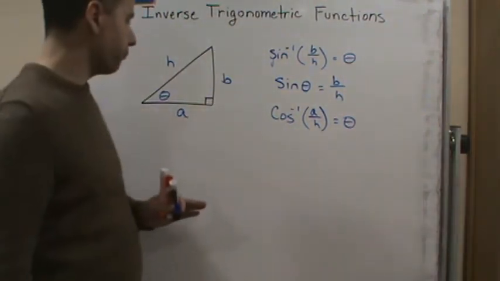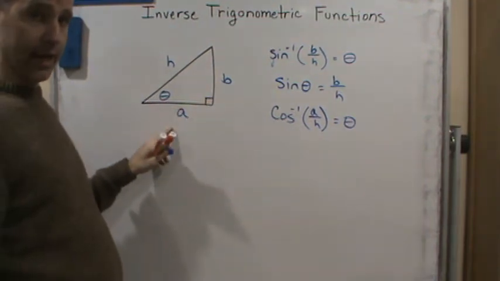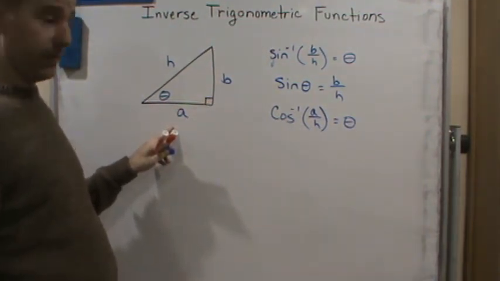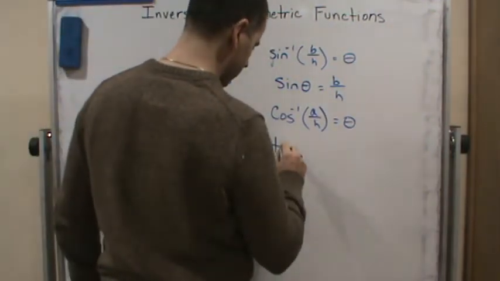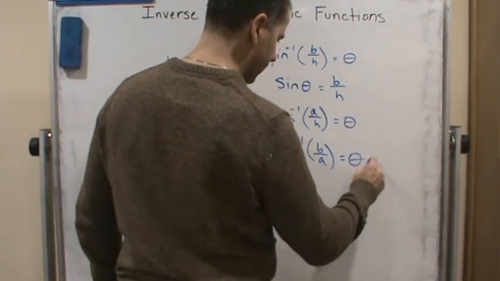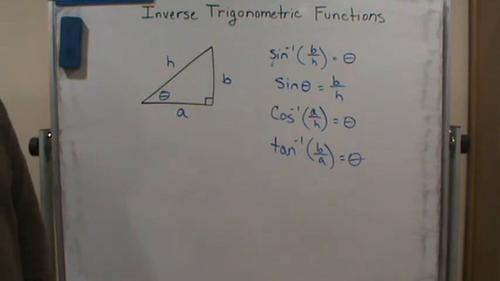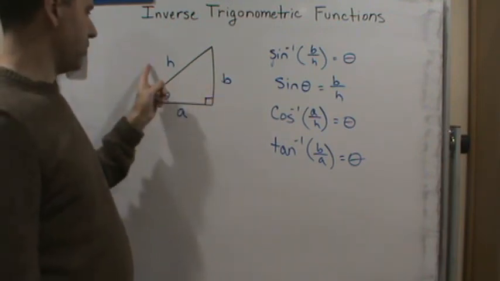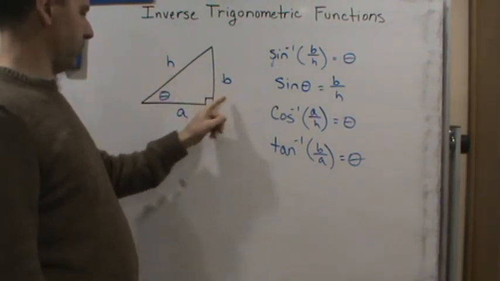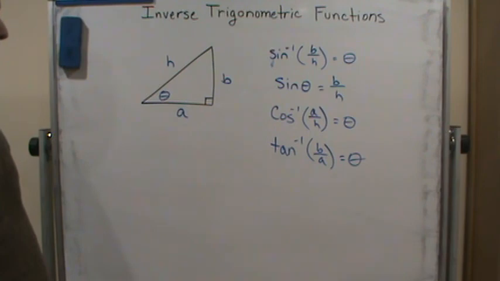Or, let's say you're given the two legs. Well, of course, the ratio of the two sides is given by tangent, right? Tangent theta gives us this ratio. So if I do inverse tangent of the opposite over adjacent, then I get theta. So those are ways that you can find an angle given any two of the sides. So if I'm given these two legs, or these two, I can use one of these three inverse trigonometric functions to find theta.